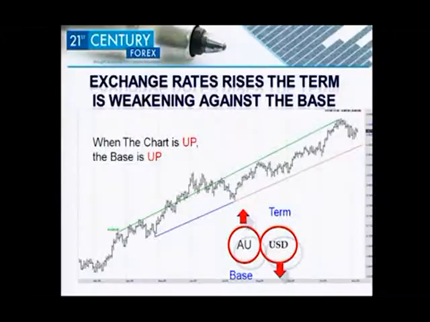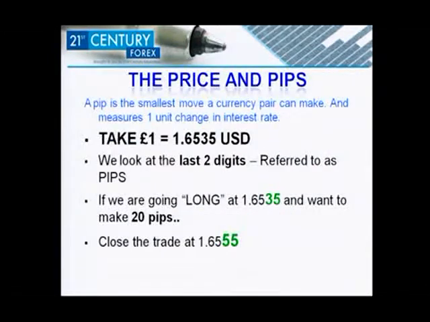Now, when you see charts, this is typically what you see. When the chart is up, it just means the base, which is the first currency, is up. So this is a view that the exchange rate rises and the term currency is weakening against the base. As this chart has moved up, this is an Australian dollar, US dollar trade that Kel will talk to you about. This is an actual trade that they're in, from November 09 through to the end of the year. The Australian dollar has stair-stepped up and the US dollar has weakened against the Australian dollar.